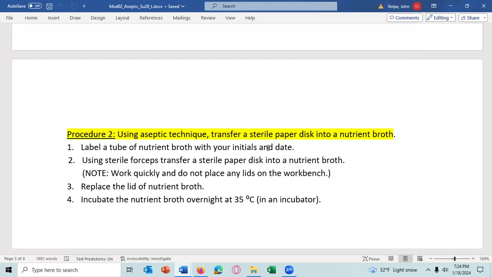And then use these clean forceps to take a paper disc out of the Petri dish and then put the paper disc in the tube of media. Take the tube and obviously put the cap on and put it in the incubator for overnight incubation. Any questions about that?